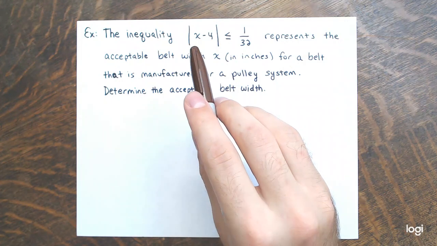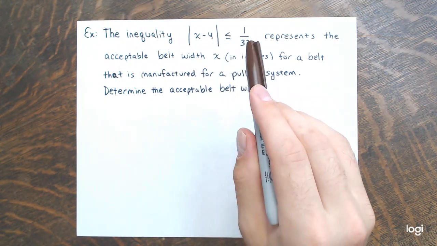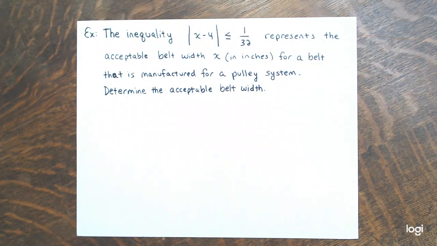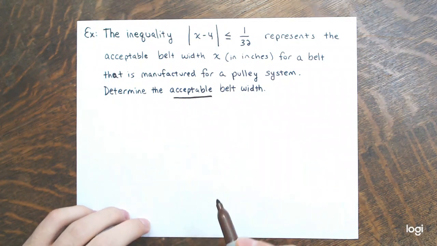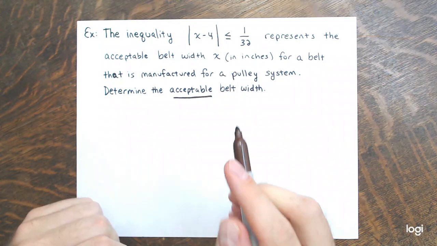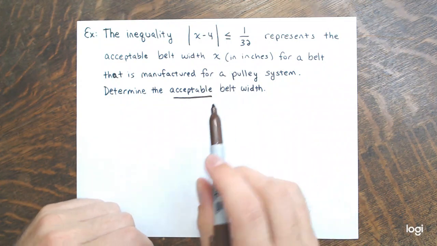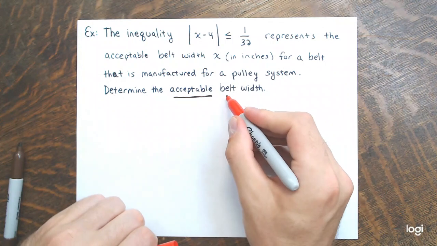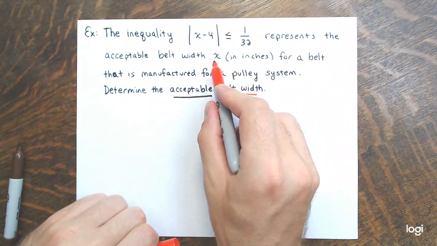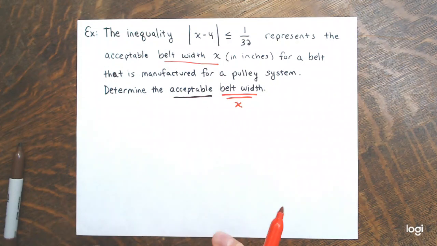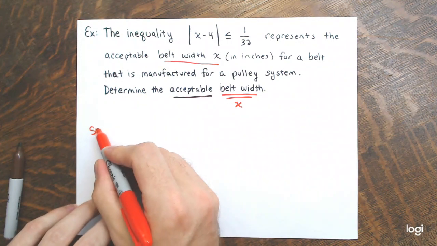They gave us an inequality describing the acceptable belt widths. Anything outside these widths will be rejected by the manufacturer and probably not sold, maybe tossed in the trash or recycled. But we're looking for what belt widths are acceptable. So all we're doing is solving for x, because they said to determine the acceptable belt widths, and x was given as belt width. So we're just solving this inequality for x.